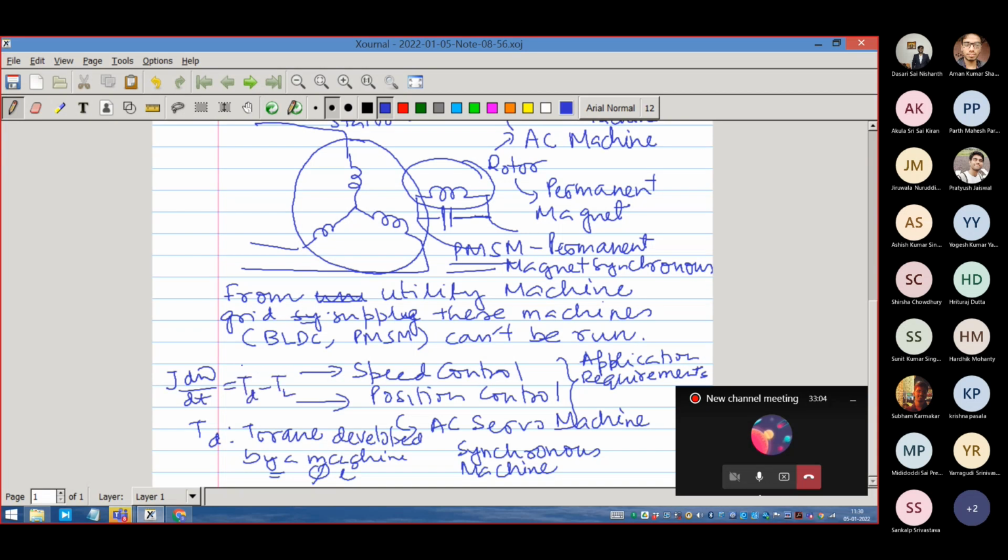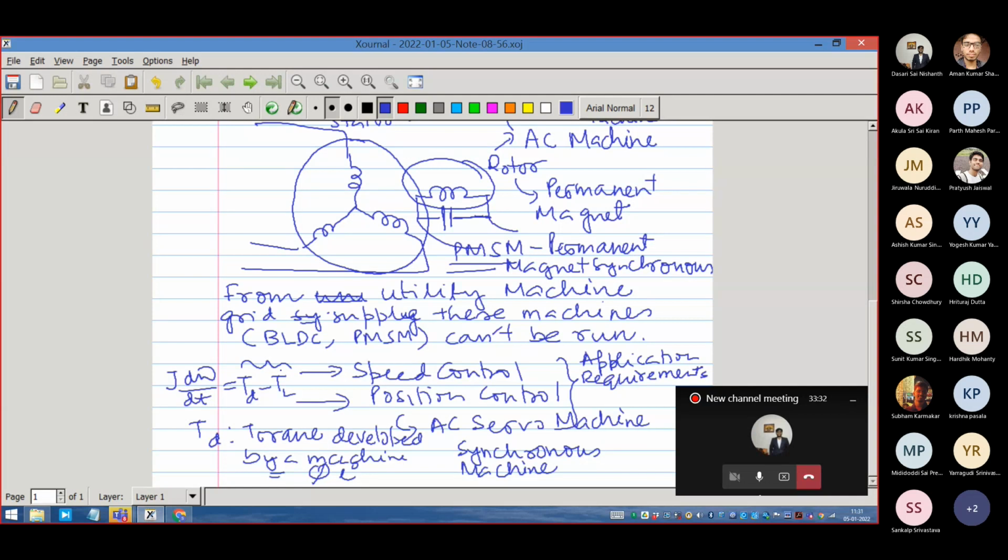When it was running at 200 rpm, it had developed the torque corresponding to 10 Newton meter. That was the steady state, where the speed was 200 rpm and it had developed a torque of 10 Newton meter. It equated with the load torque. That's why there was no acceleration or deceleration. D omega by dt was 0. This was one steady state. We call it steady state.